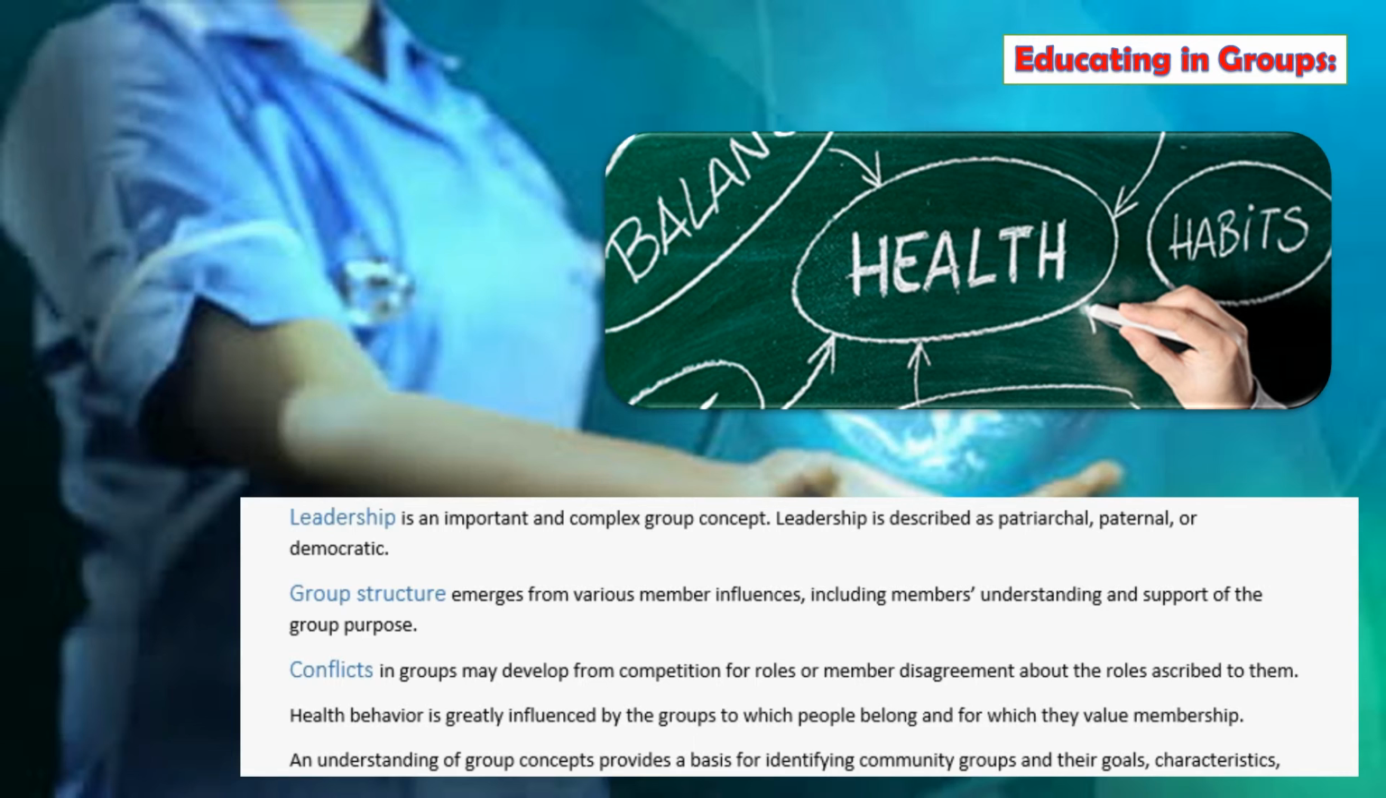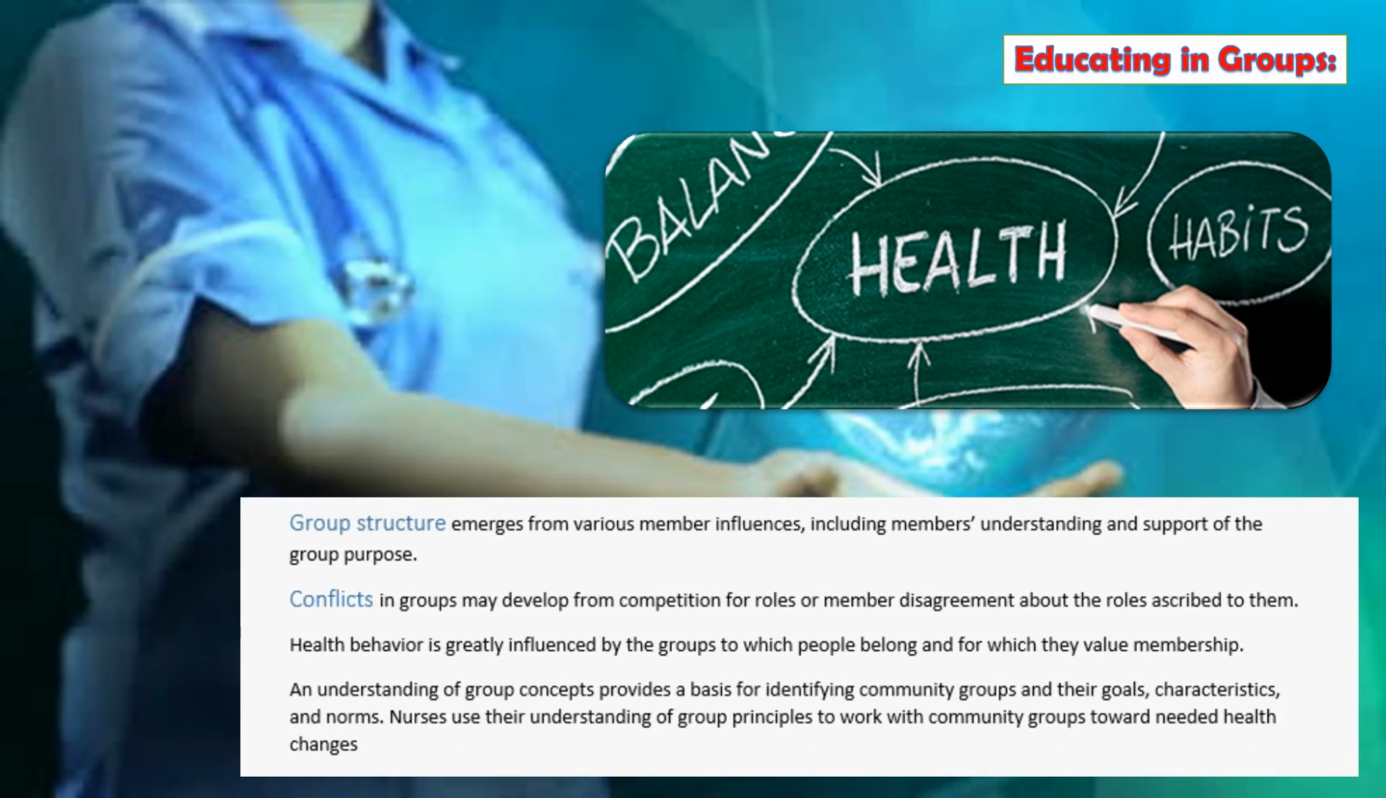Okay, group structure emerges from various member influences. So influences including members' understanding and support, and some groups have a formal structure as far as who is who and what they do. It's going to be important for the nurse to understand all of that. Okay, conflicts will arise in a group. Conflicts in groups may develop from competition for roles or member disagreement about roles ascribed to them.